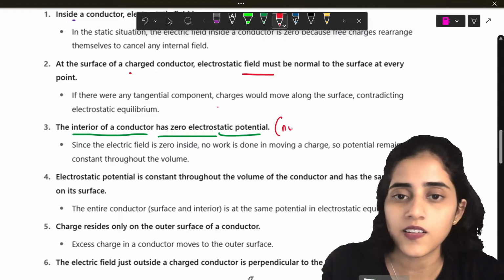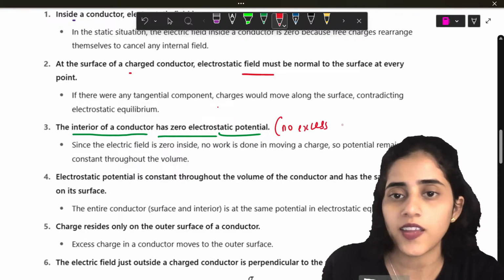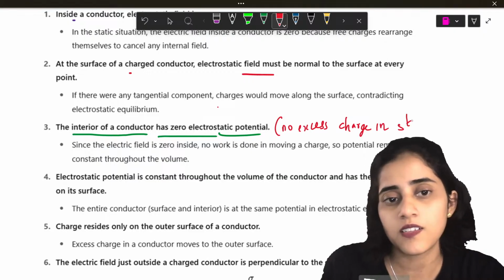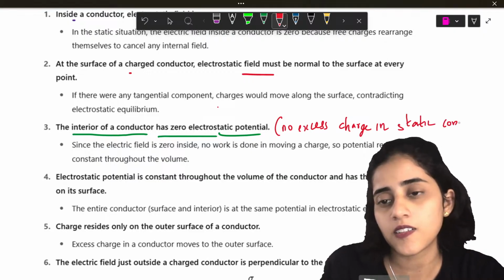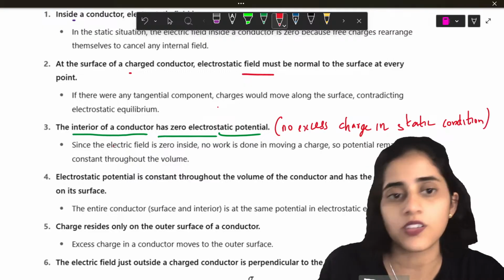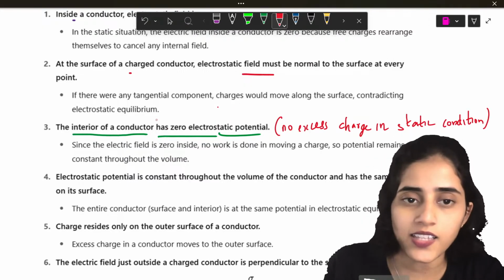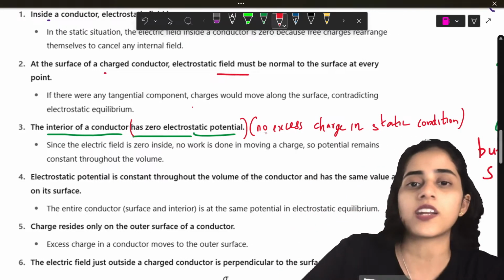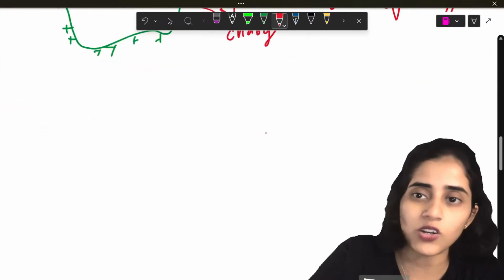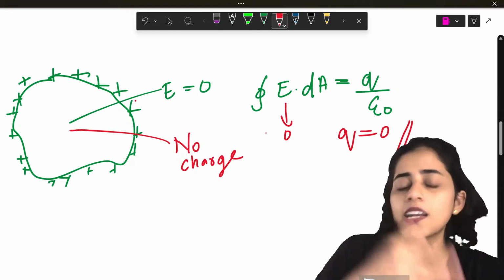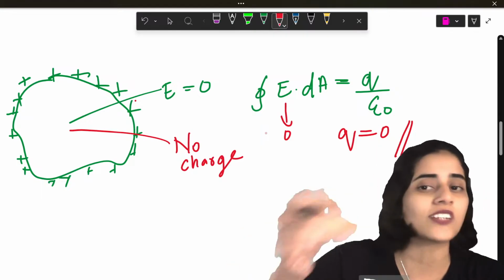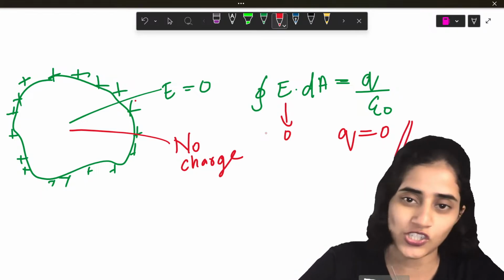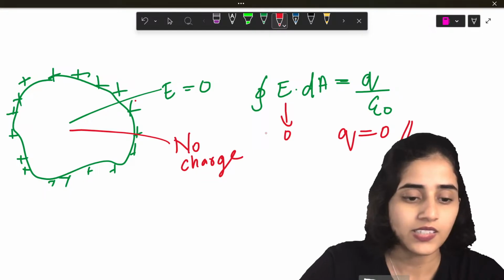The interior of a conductor has no excess charge in static condition. So the interior of a conductor has zero electrostatic potential, or you can say the interior of a conductor has no excess charge. How did we prove that? Very simple. Inside the conductor there is no electric field. If the electric field is zero, the charge should also be zero. So we can say it has no charge. Is this clear to all of you?